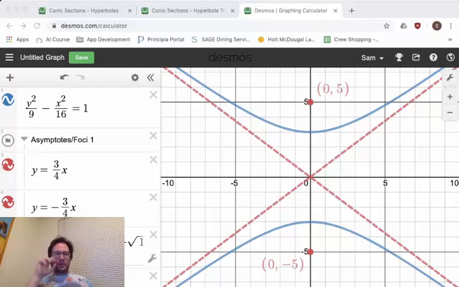And here on the graph, you can see the graph of this hyperbola. We have our foci at positive or negative 5, and our vertices at positive or negative 3.